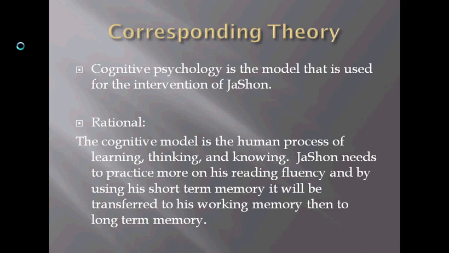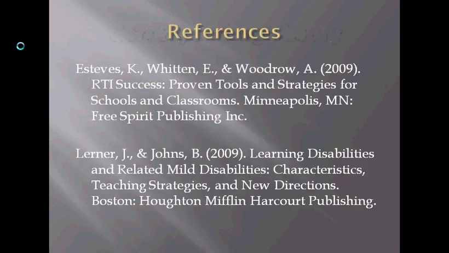Corresponding theory. The cognitive psychological is the model that is used for the intervention of Jayshawn. The cognitive model is the human process of learning, thinking, and knowing. Jayshawn needs to practice more on his reading fluency, and by using his short-term memory, it will transfer to his working memory, then to long-term memory. This cognitive psychological looks closely at the internal mental state.